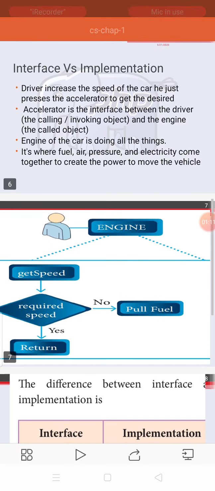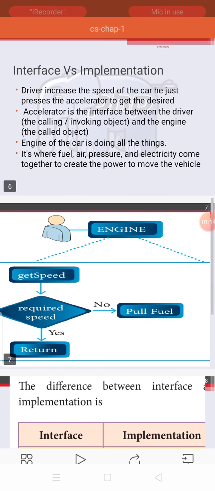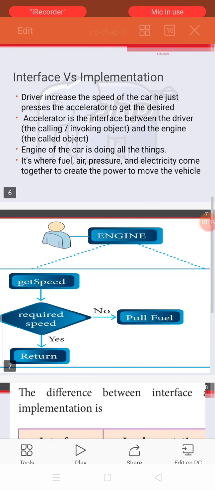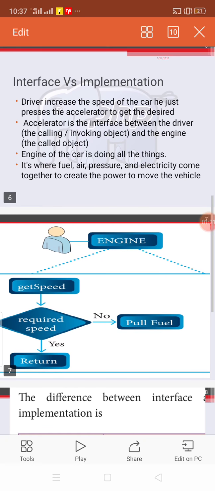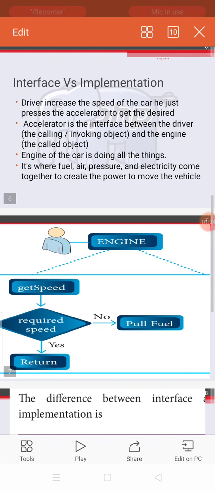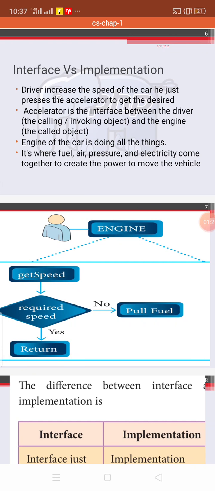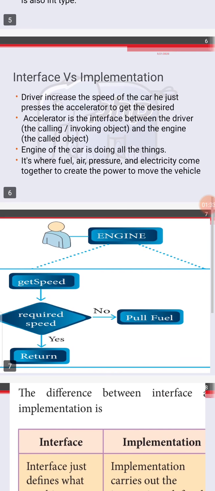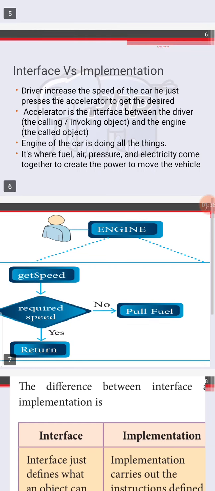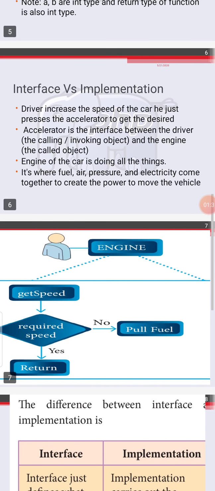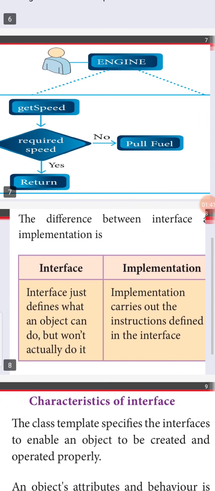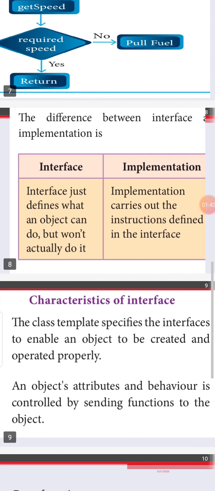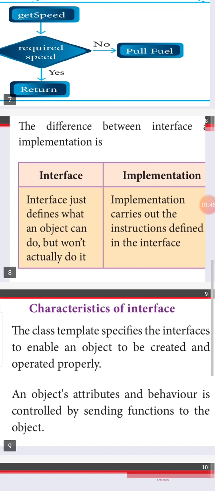He doesn't know about the working of the engine. Actually, what will the engine do? The engine will do all the things: it uses the fuel, pressure, and electricity, so that it gives the speed to drive the car. That is the part of the engine. So this engine work is defined as an implementation, and the interface is nothing but the accelerator. Here the actual difference between the interface and the implementation is given.